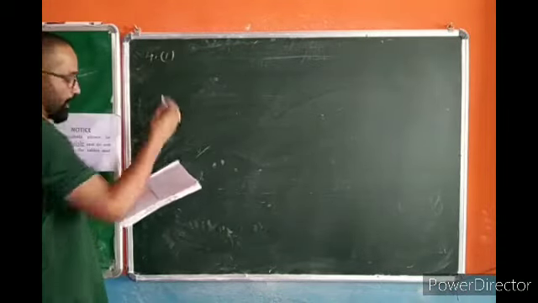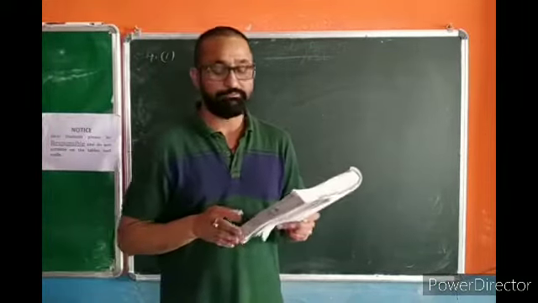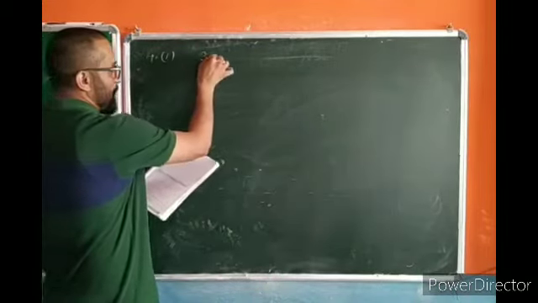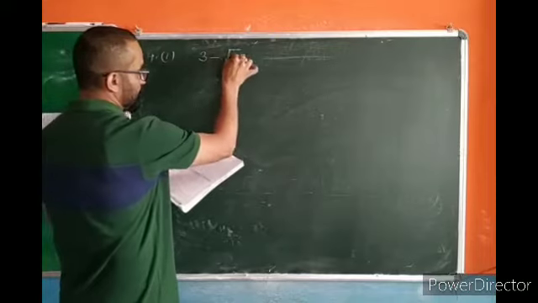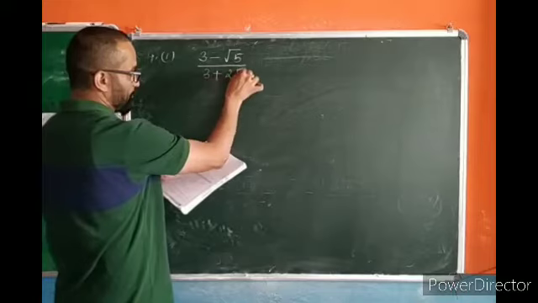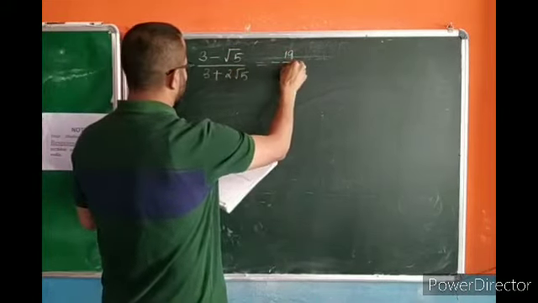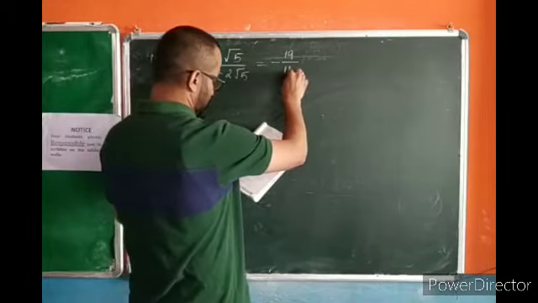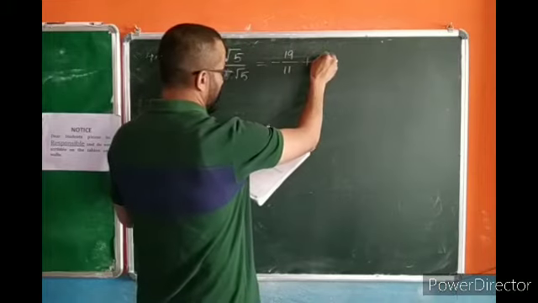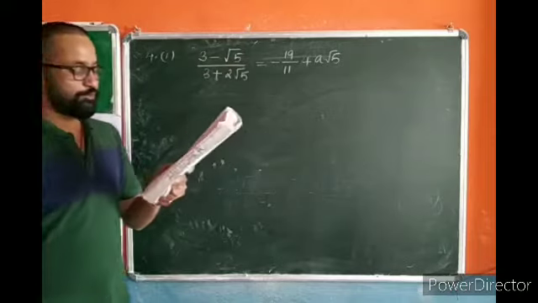Question number 4.1. Question says that A and B are rational numbers. Find the values of A and B. So we have (3 minus root 5) divided by (3 plus 2 root 5) equal to minus 19 divided by 11 plus A root 5. We need to calculate A from the first one.